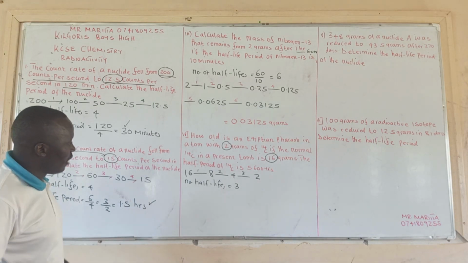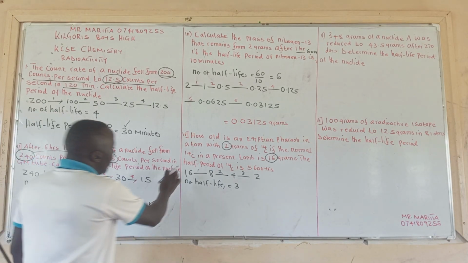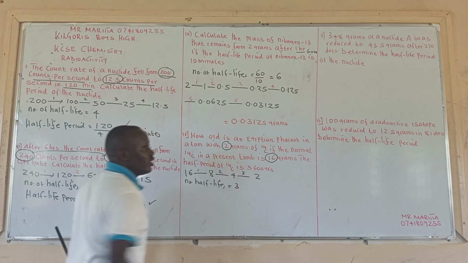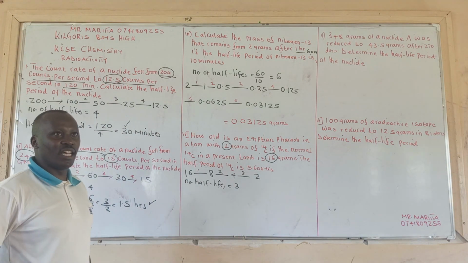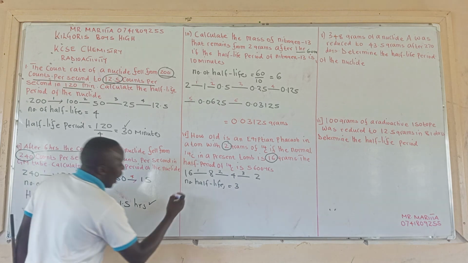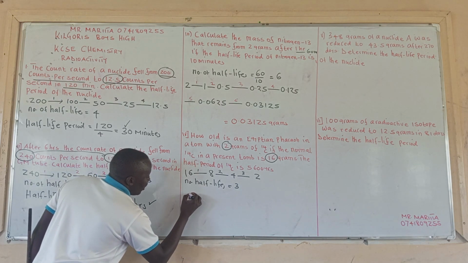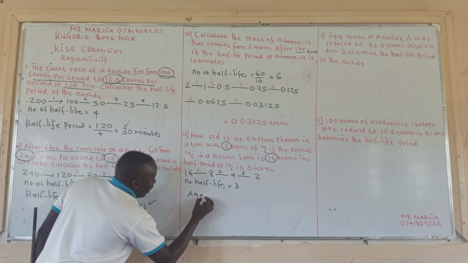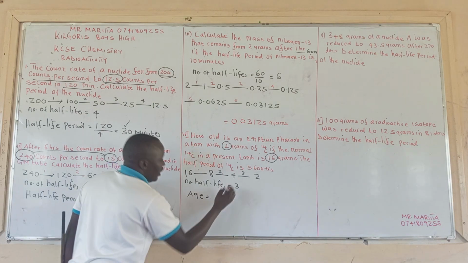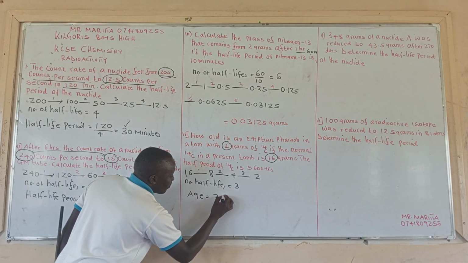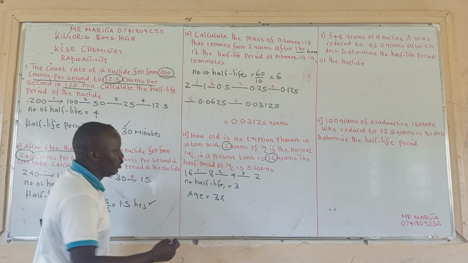So if the number of half-lives is 3, and the half-life period is 5,600 years, how old is the Pharaoh now? We want to have the age. The age is equivalent to the number of half-lives, which is 3, times the half-life period.